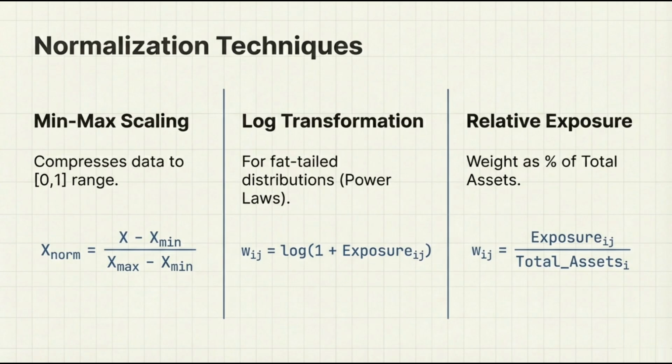The third method, relative exposure, is especially meaningful in finance. It defines the edge weight as exposure from I to J divided by total assets of institution I. That turns the weight into a proportion of the lender's or holder's size, which is often much more relevant for contagion modeling. So the lesson is not that one normalization method is universally best. It is that the method should match the economic question. Are we trying to stabilize scale, reduce skewness, or measure vulnerability relative to balance sheet capacity?